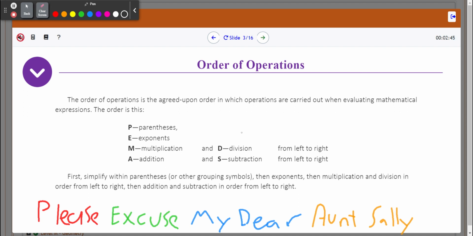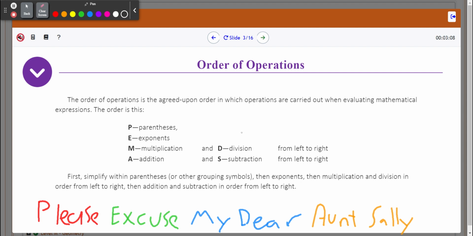Now, the next one can be a little bit tricky. The next one is multiplication and division. Multiplication and division are equal. Multiplication doesn't come before division. Division doesn't come before multiplication. If you have multiplication and division on the same line, the order is from left to right. Whatever operation's on the left, you do that one first, and you work your way from left to right.